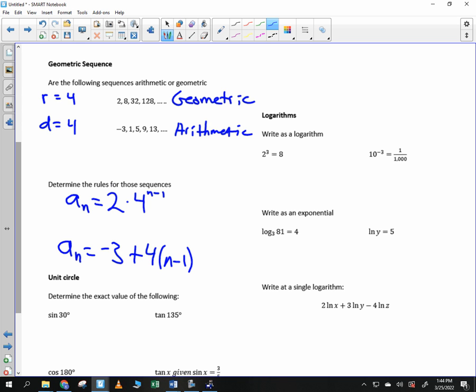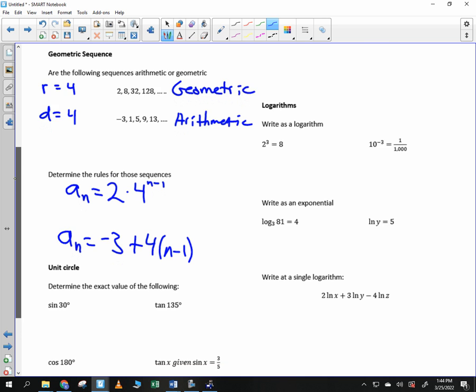Don't worry if you don't remember the rules. The chances that they ask you that are not real high. They'll ask common difference, they'll ask common ratio, they'll ask geometric or arithmetic, they'll ask you the next one. Not very often they'll ask you the rules.